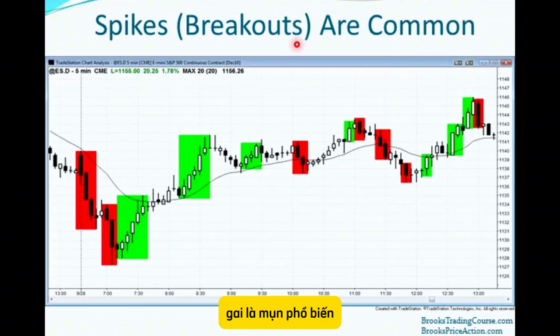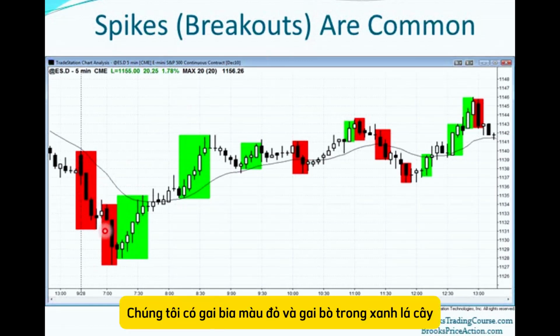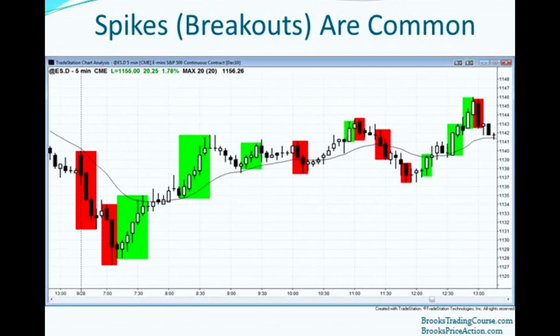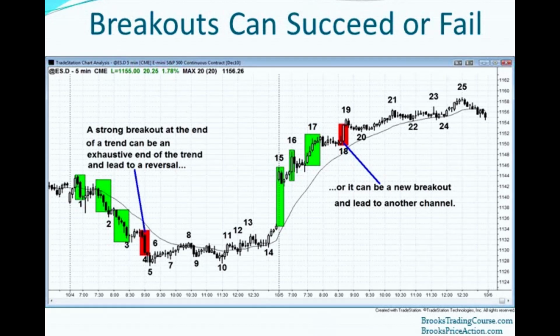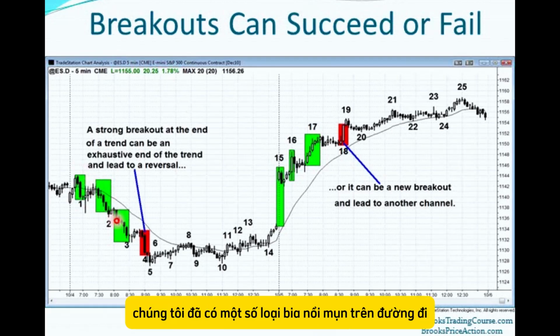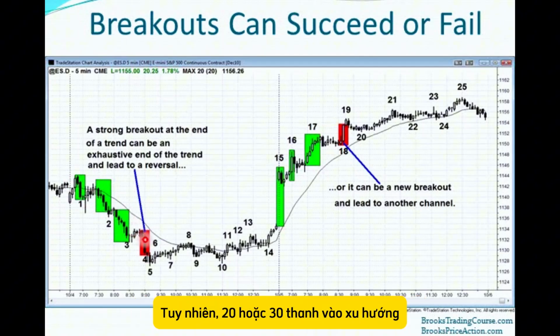Spikes, which are breakouts, are common. We have bear spikes in red and bull spikes in green. So breakouts can succeed or fail. Here's a bear trend. We had several bear breakouts along the way. And here's a very strong bear trend bar occurring 20 or 30 bars into the trend.